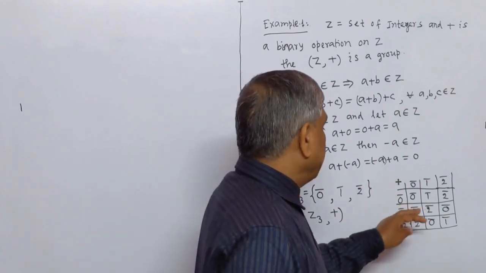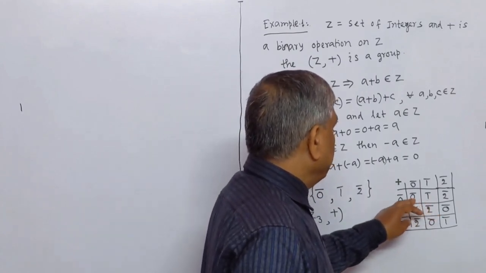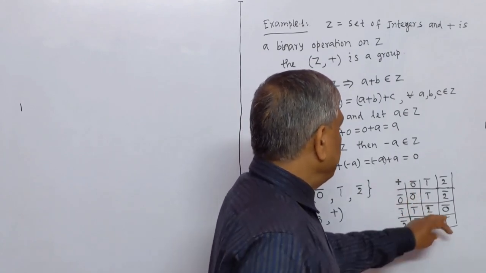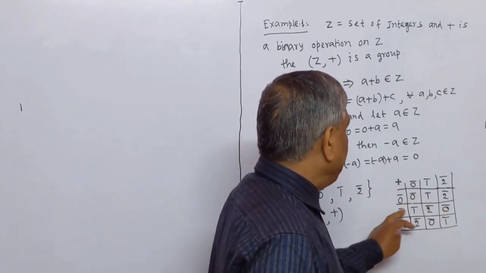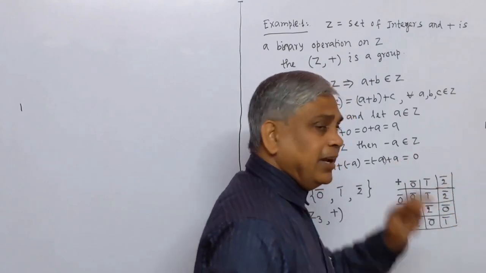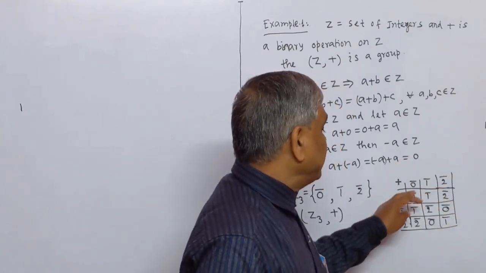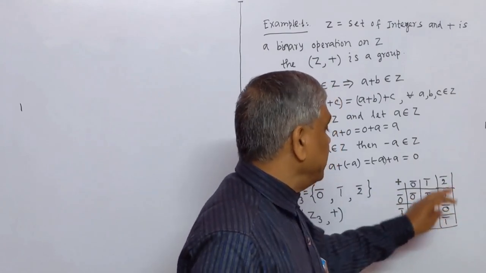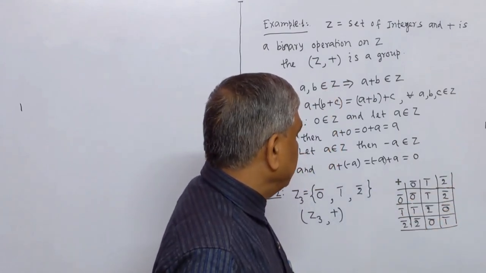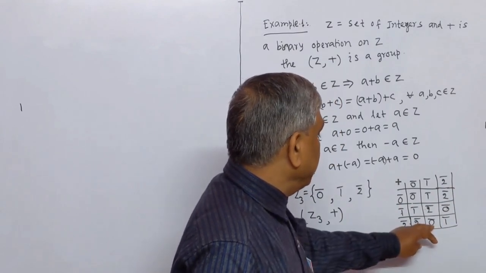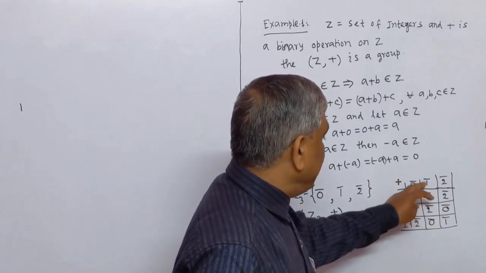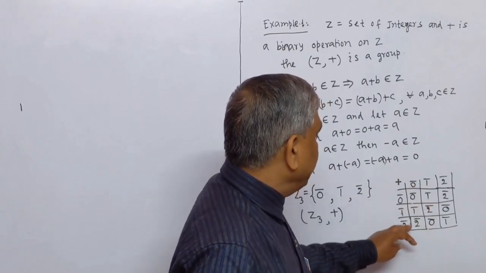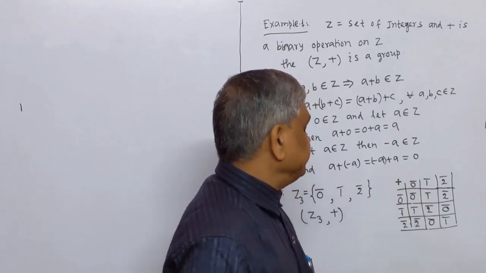Here we see that 0 bar plus 0 bar is 0 bar, so 0 bar is the inverse of 0 bar. Here 1 bar plus 2 bar is 0 bar, the identity element. That means 1 bar is the inverse of 2 bar and 2 bar is the inverse of 1 bar. Here we see 2 bar plus 1 bar is equal to 0 bar, so 2 bar is the inverse of 1 bar and 1 bar is the inverse of 2 bar.